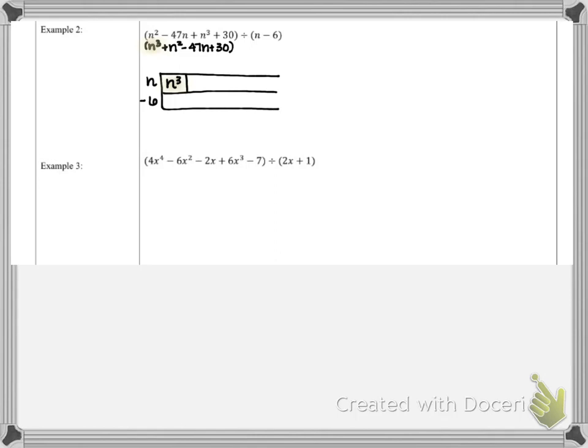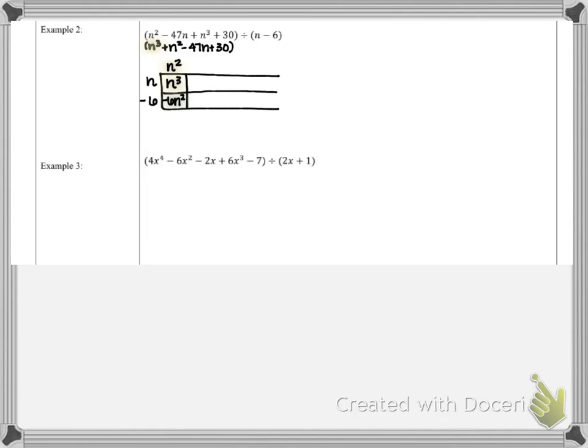All right, so now we have to multiply. n cubed: n times something has to give me n cubed. So that's going to have to be an n squared. Now I'm going to multiply, so I'm going to fill in the bottom box. If I fill in the bottom box here, then we're going to multiply these two. So that's going to give me a negative 6n squared.